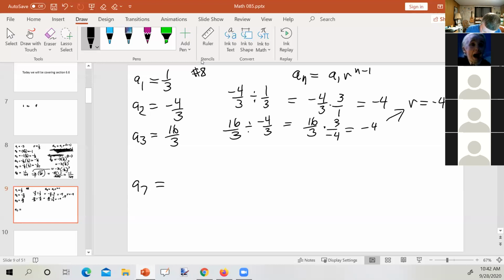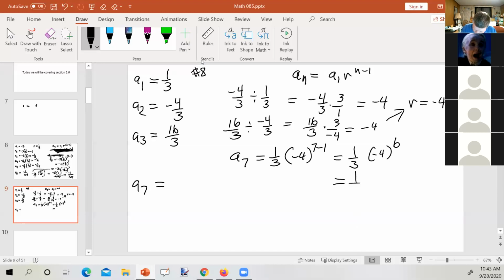All right. So a sub 7 is going to be a sub 1 times the common ratio raised to the 7-1 power, which would be 1/3 times -4 to the 6th power. Now I've got to be careful. The base for the exponent 6 is -4. So I have to include all of that -4 in the base. So I'm going to have 1/3 times parentheses, -4, close parentheses, raised to the 6th power, and I get 4096. So now I've got 4096 over 3.